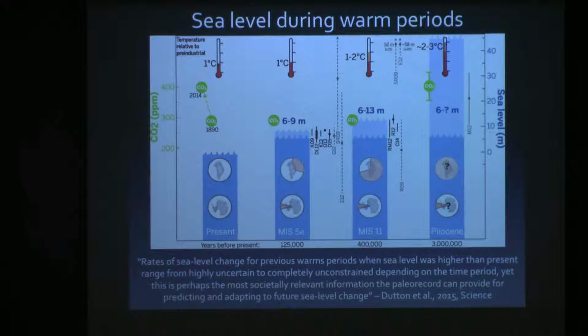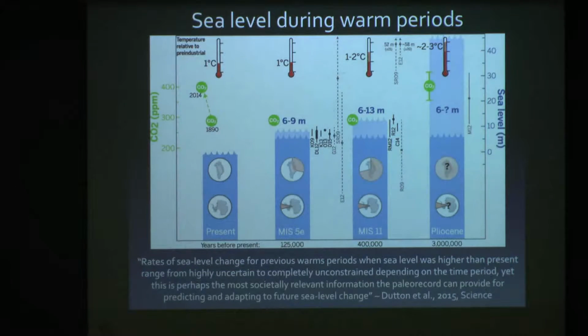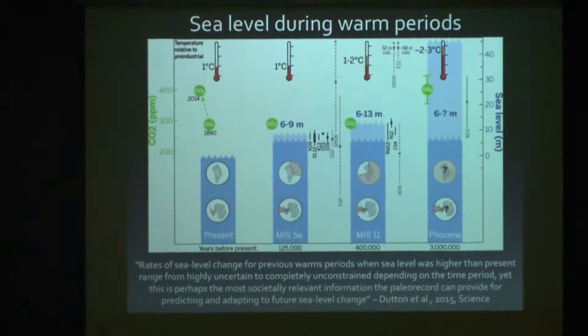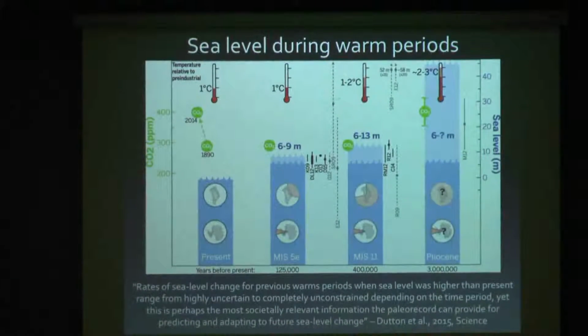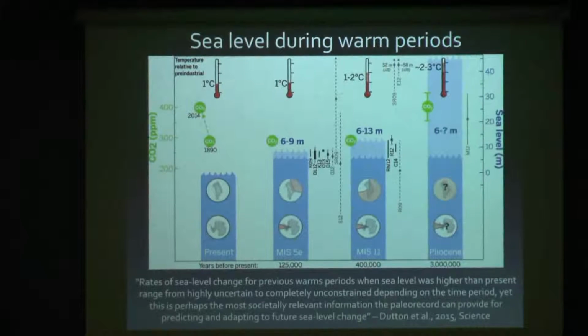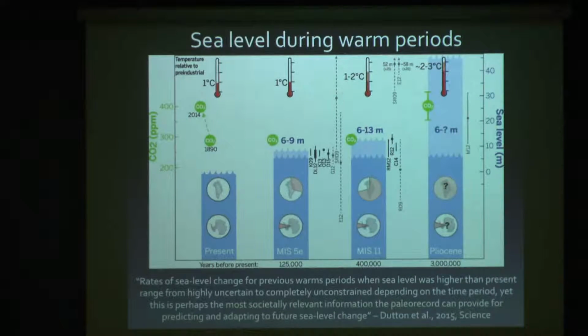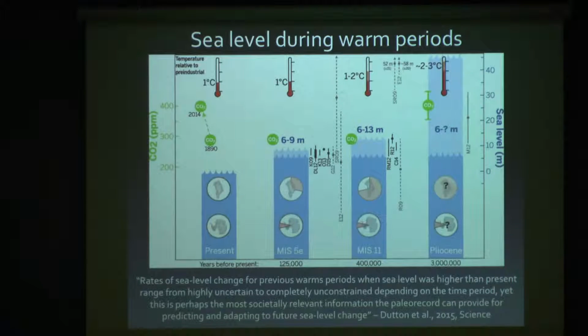So this figure here is from a recent review in Science by Andrea Dutton and colleagues that came out this summer, and it just provides some context for this type of work. This paper was about sea level rise due to polar ice sheet mass loss during past warm periods, or interglacials, where sea level was higher than present, and CO2 levels were at levels that are analogous to future emissions scenarios.